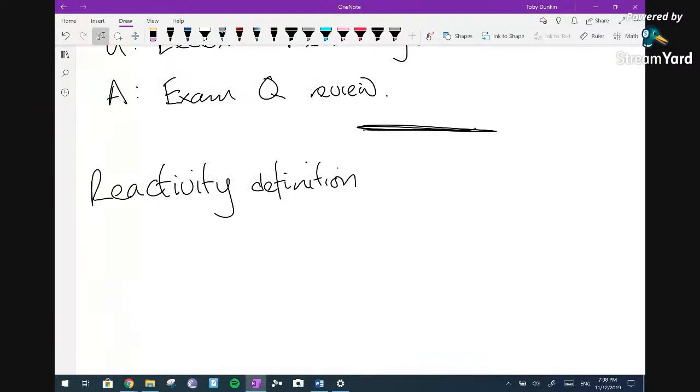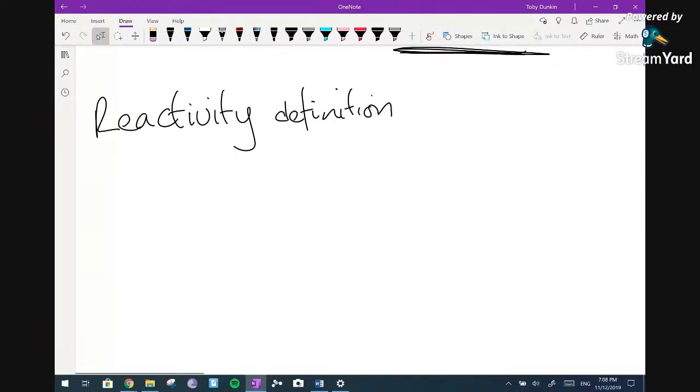So reactivity definition, you've got to be a little bit careful with, because there's two scenarios that we can place this in. I'm very aware of my bandwidth on my internet, so I'm just turning down the internet on my second laptop.